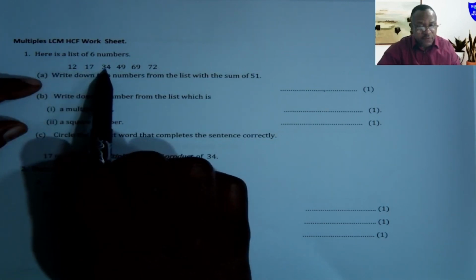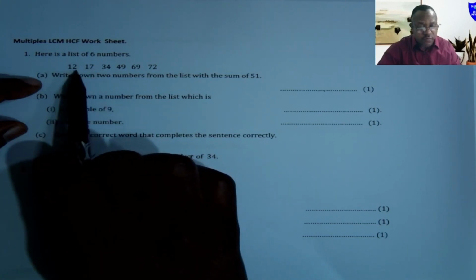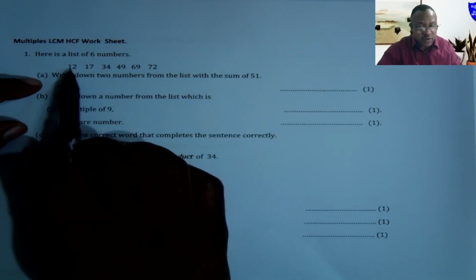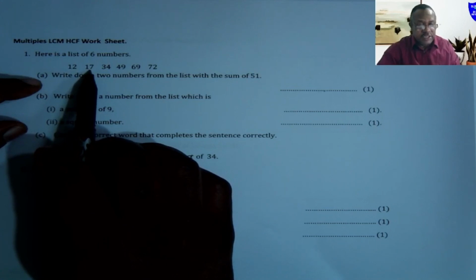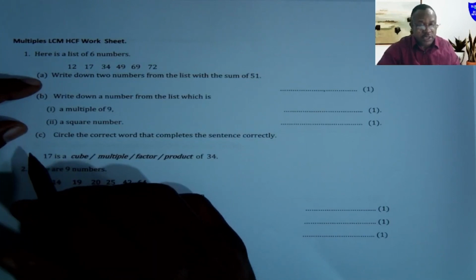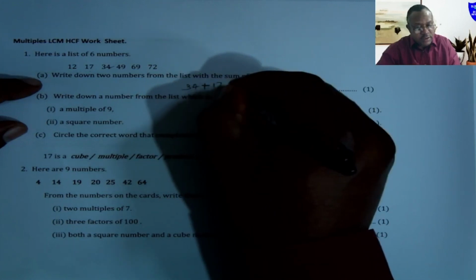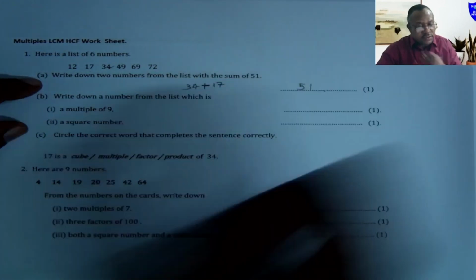Right, 34 and 17, or 34 and 12 are the likely numbers there. Already you can see 12 and 17, they only give us 29, which is far less than 51. So the number definitely has to be 34 and 17, right? So 34 plus 17, the answer is 51.